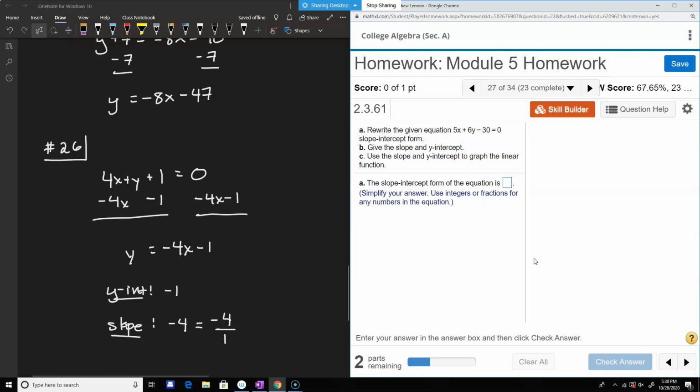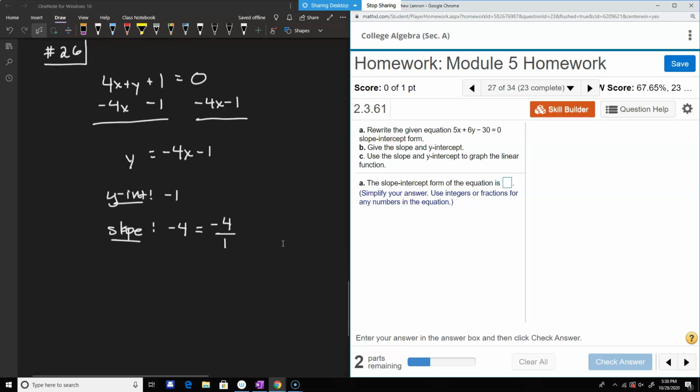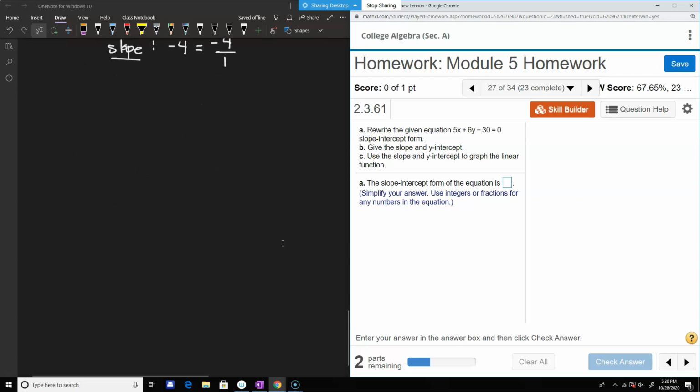Okay, so we have another similar problem here. This one solving for y is a little bit trickier, so we'll go through this as well. It involves an extra step of dividing. So for number 27 here, we have 5x plus 6y minus 30 equals 0. So we want to solve for y here. That's going to require two steps.